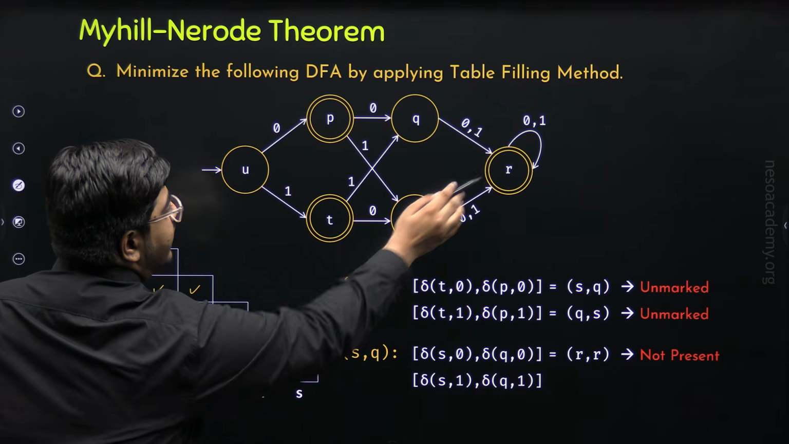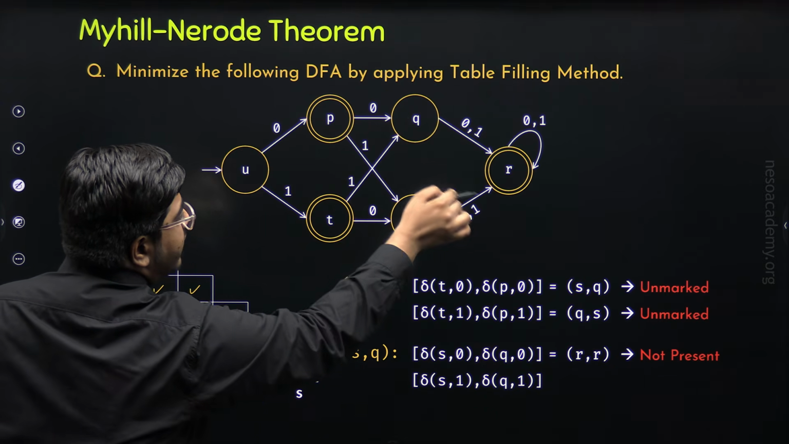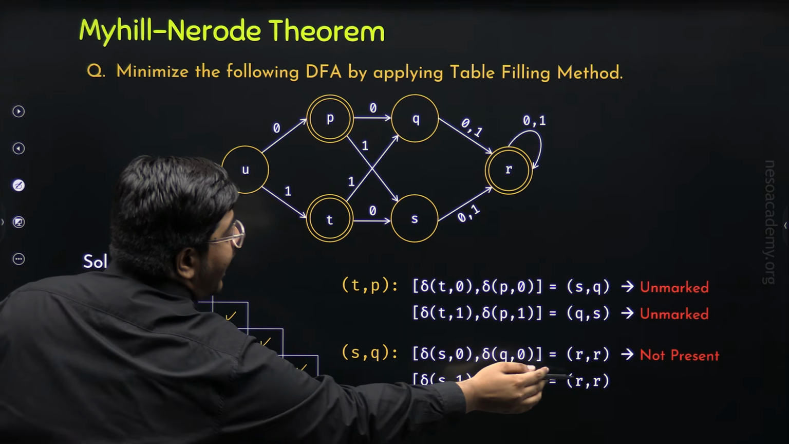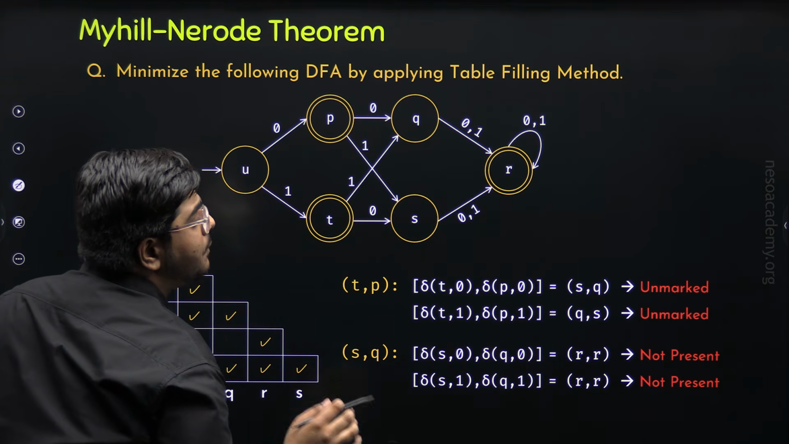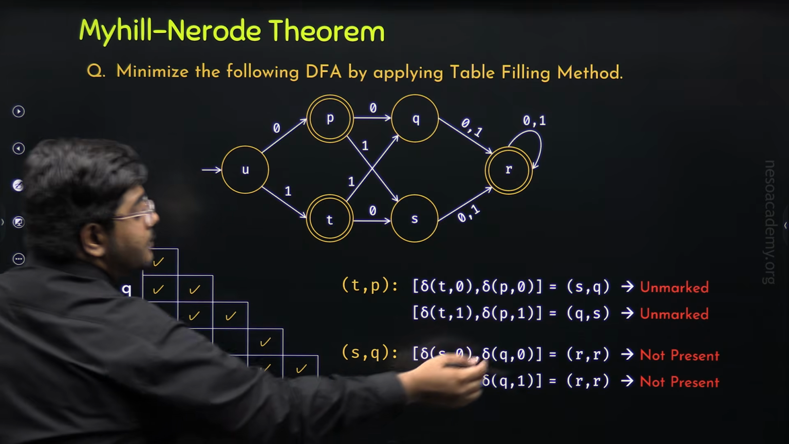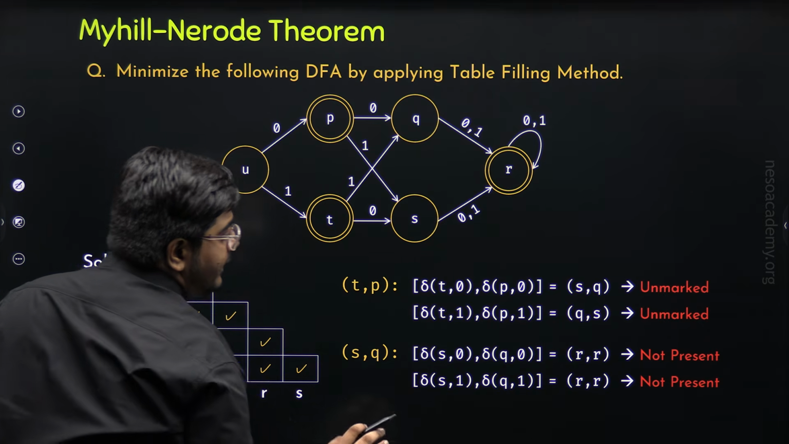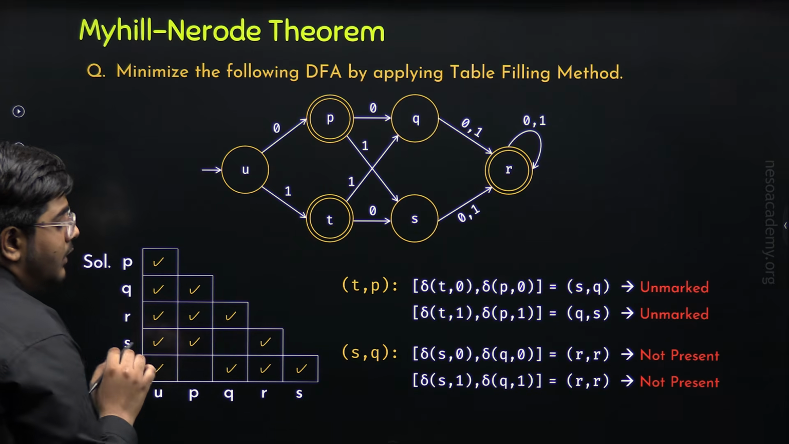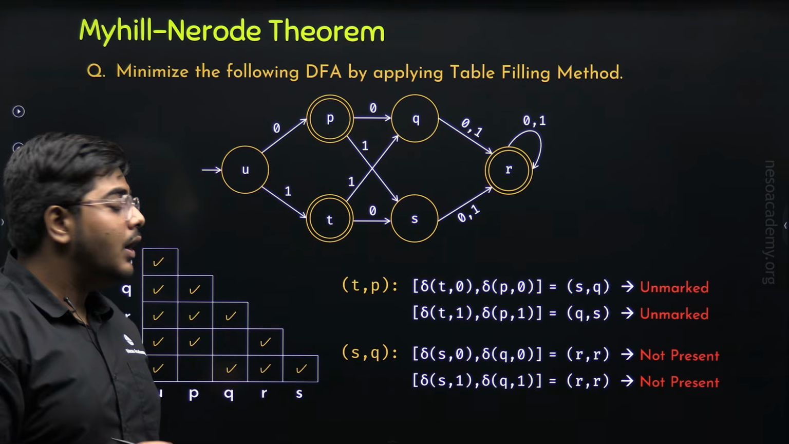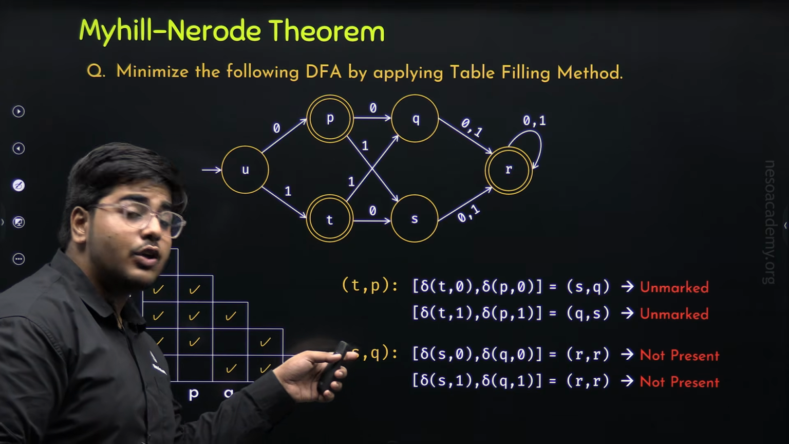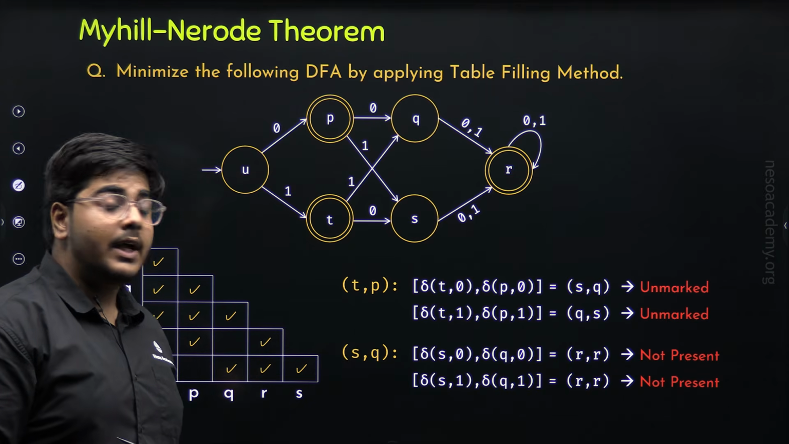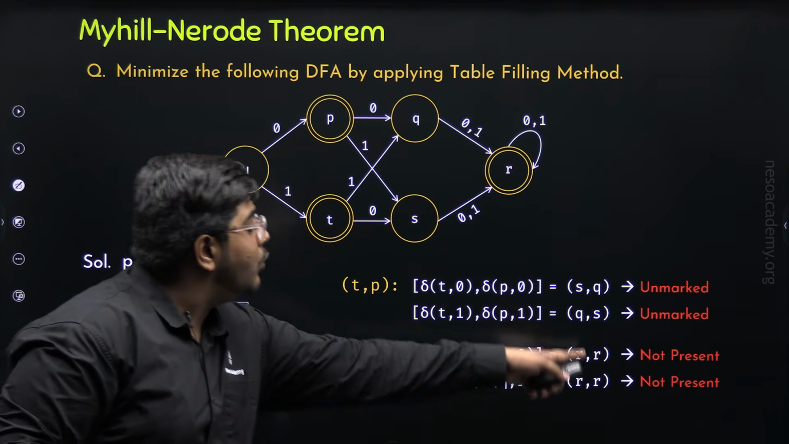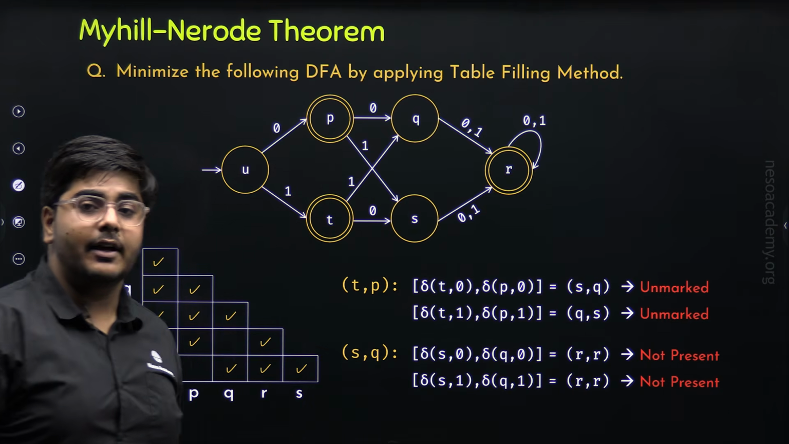For S, 1 we are getting R, and for Q, 1 we are getting R. So we are getting R, R, which is also not present in our table. Since both pairs are not even present in our table, that means S, Q will not be marked. Now in the first iteration also, I have explained you the case of the pair S, Q. In this particular pair, we are getting both the pairs that are not even present in our table.